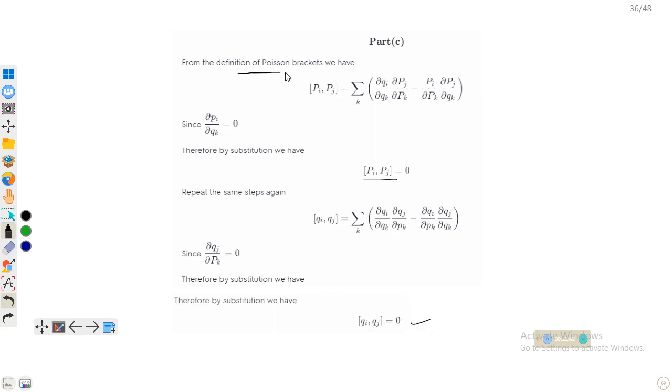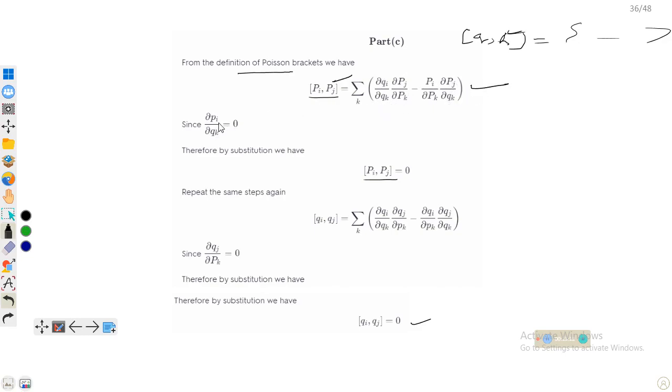From the definition of the Poisson bracket, we know that Pi, Pj is equal to the sum over k of partial Pi over partial Qk, partial Pj over partial Pk, minus partial Pi over partial Pk, partial Pj over partial Qk, where in the definition given in the question statement we have Q and small h. In this, small h is replaced by P. You can just compare with that equation, so h will be replaced by Pj in the statement.